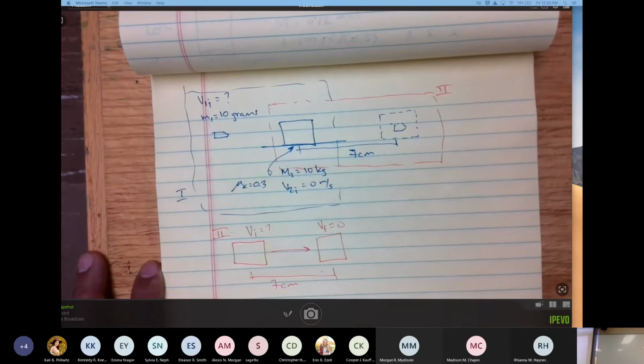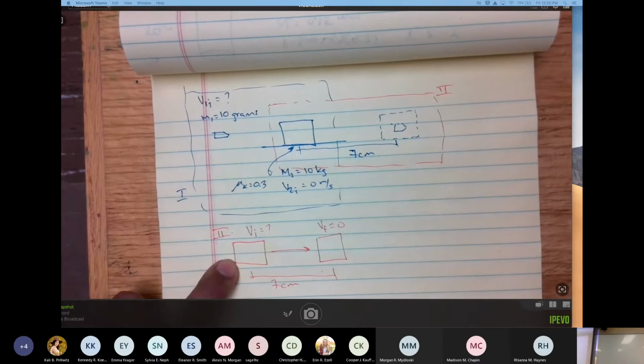So I know that the initial velocity has to be different than 0, because if it were 0, then the block would not move. Okay, so I know that the final velocity is going to be 0. It comes to a full stop, so I'm going to have an acceleration.